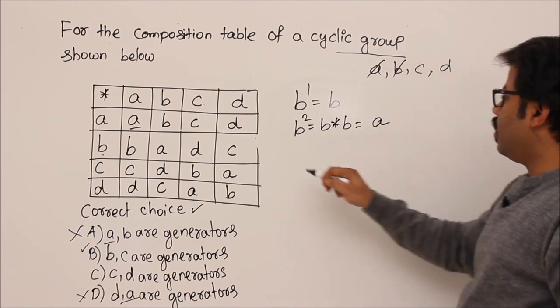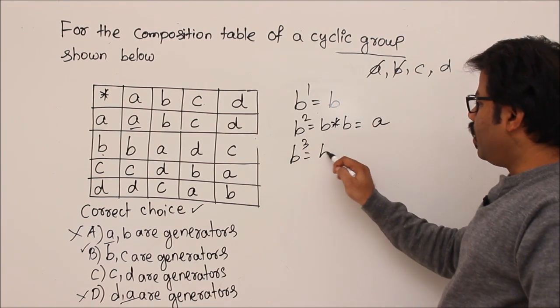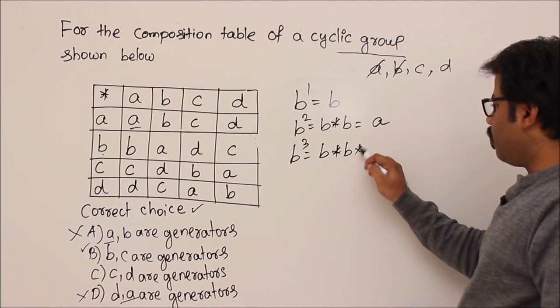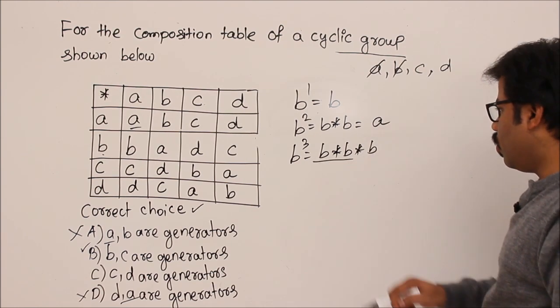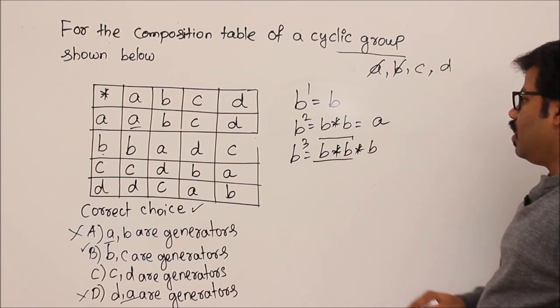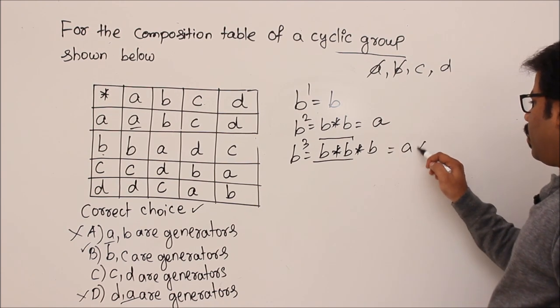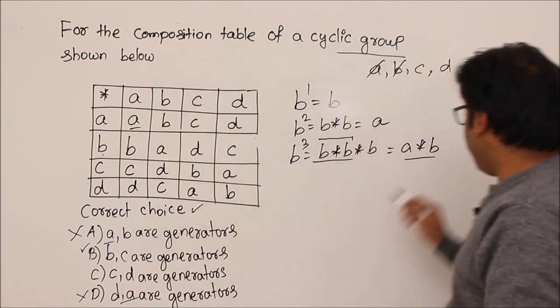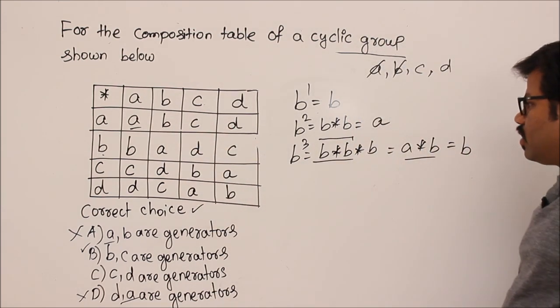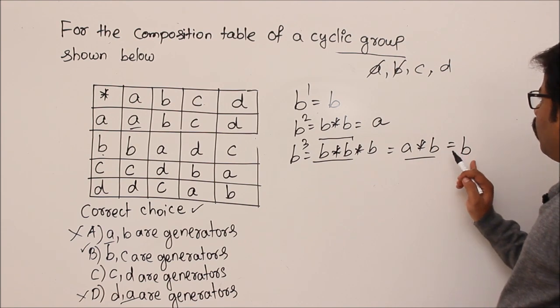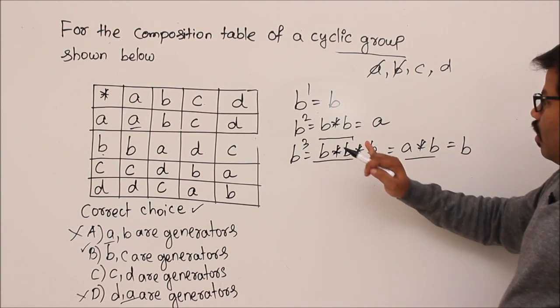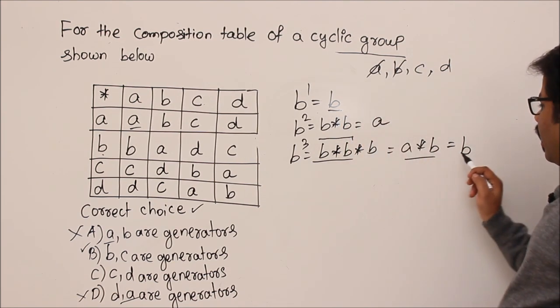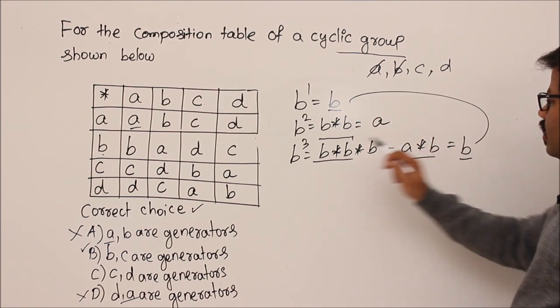Yes, A is generated. Now B cube equals B star B star B. But the associative rule holds good, that's why I can apply this one first: B star B is A, and A star B equals B. So B cube is B, but see here, B is already generated, and after that you cannot generate a new element.